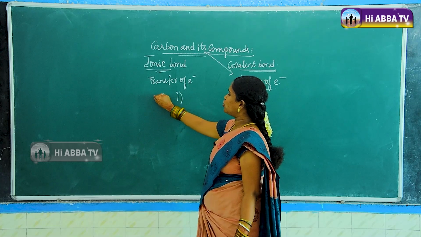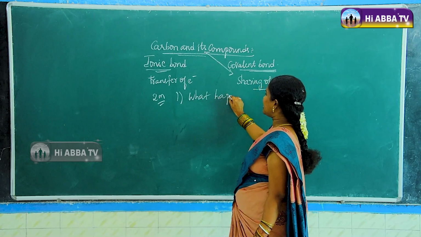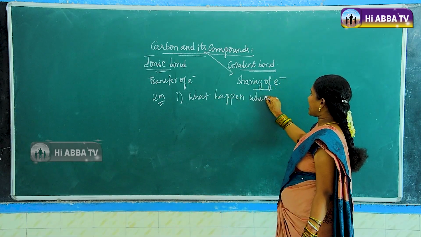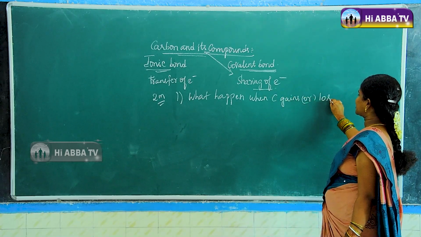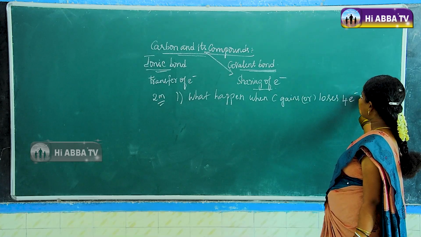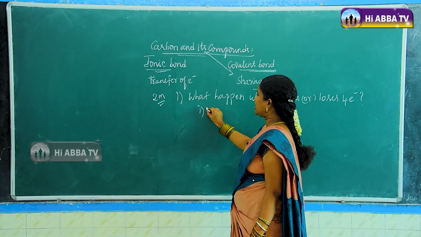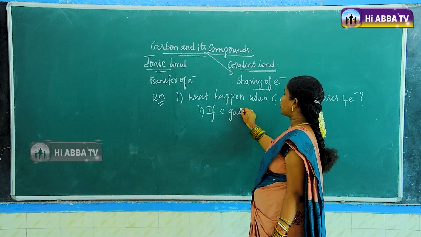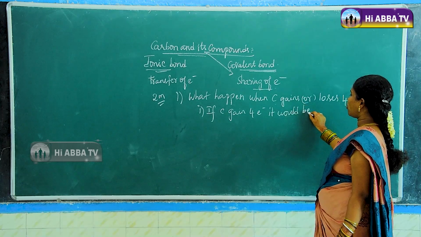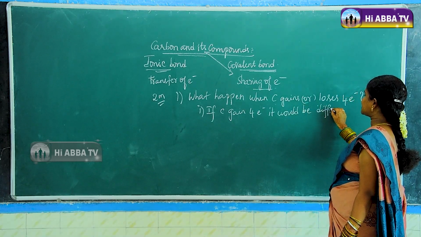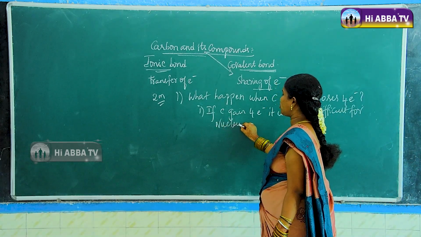So the first board 2-mark question you can expect here is, what happens when carbon gains or loses 4 electrons? First point, if carbon gains 4 electrons, it would be difficult for the nucleus to hold it.